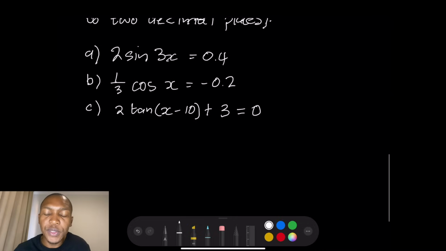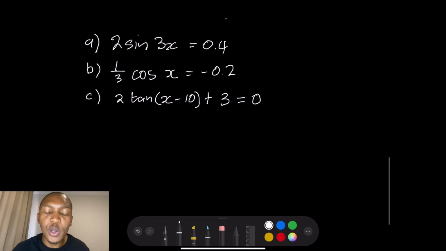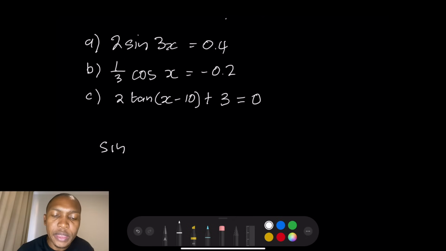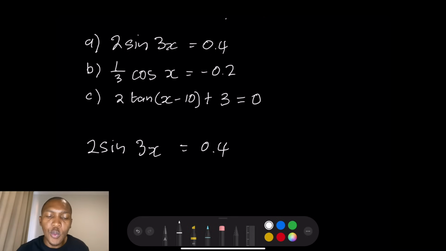We've got 2 sine of 3x is equal to 0.4. So the first thing that we're going to do, always isolate your trig ratio. So in this case, I've got 2 sine of 3x, which is equal to 0.4. So I want to just isolate my trig ratio, which is sine of 3x. So I'm going to divide both sides by 2. And in this case, I will have sine of 3x is equal to 0.2.